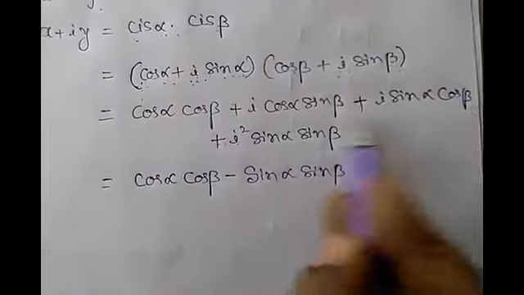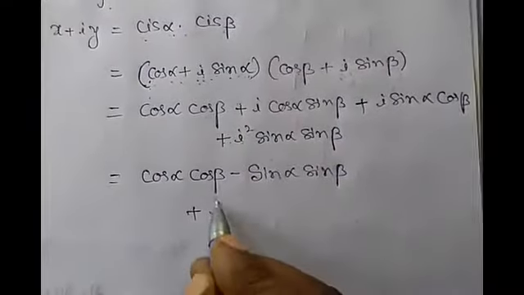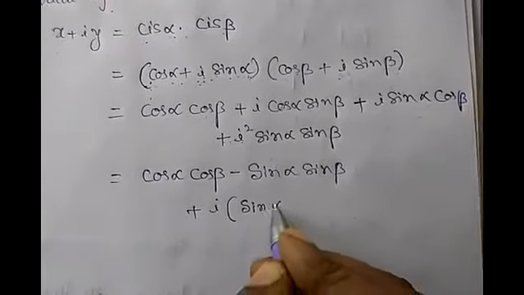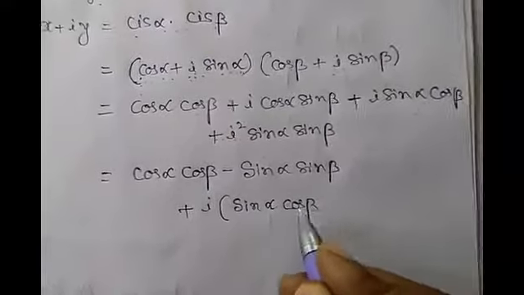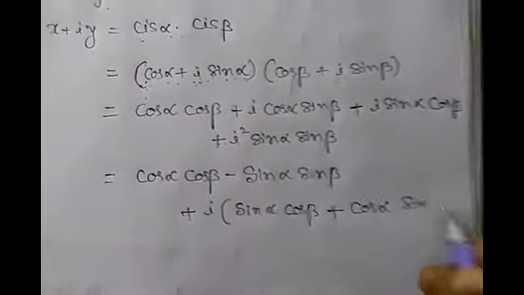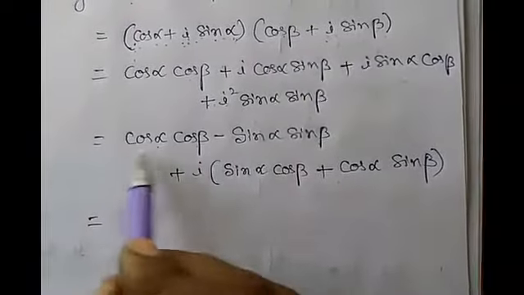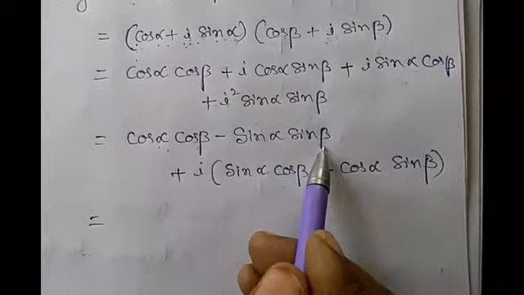Okay, the remaining are the imaginary parts. Both have i, so take i as common. I am rearranging the terms also. First I am writing sin alpha cos beta, and then cos alpha sin beta, which gives, observe carefully, what is this? Cos alpha cos beta minus sin alpha sin beta.